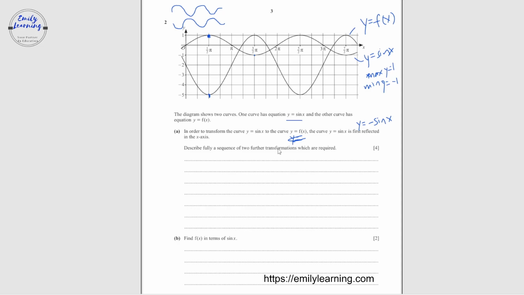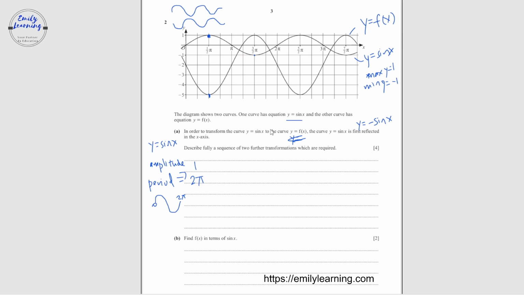Then next, there are two further transformations. So what are the two other transformations? Okay, let's take a look at this. Recall that whenever we have a sine or cosine graph, we always talk about amplitude, and we also talk about the period. So for y equals sine x, the period will be 2 pi, right? So every 2 pi, you make a complete cycle. And the amplitude is 1, so the maximum is 1 and the minimum is minus 1.